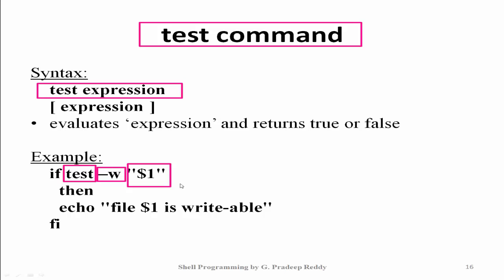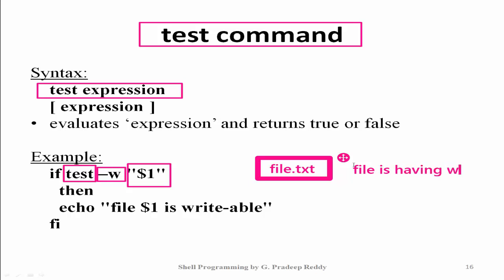For example, the user has passed an argument. For example, you are going to pass the argument file.txt. This particular argument you have passed, file.txt, you are going to check whether this particular file has write permission.